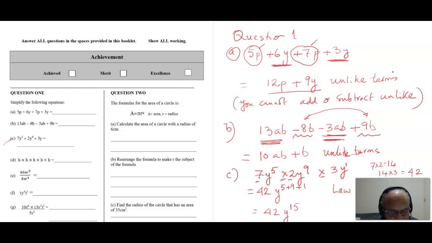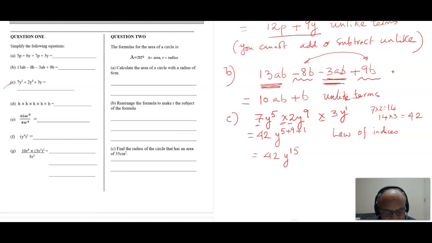Moving on to C. Sorry, C, I have done it. Moving on to D now. H times H times H times H times H, and it implies every single H has a power of 1, which is not shown in algebra. So basically what we are going to do, we are going to add all those powers, and that will give me H to the power 5.